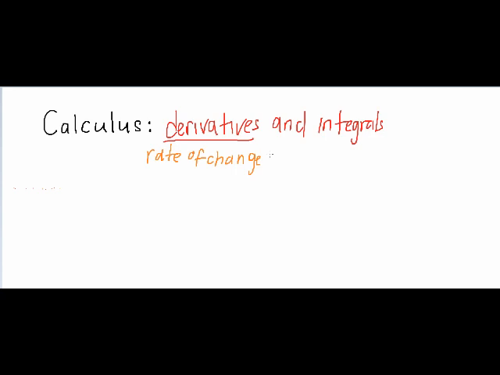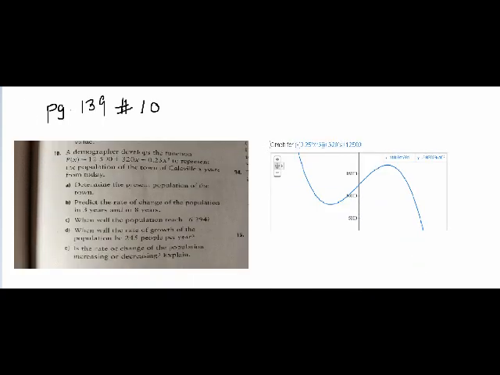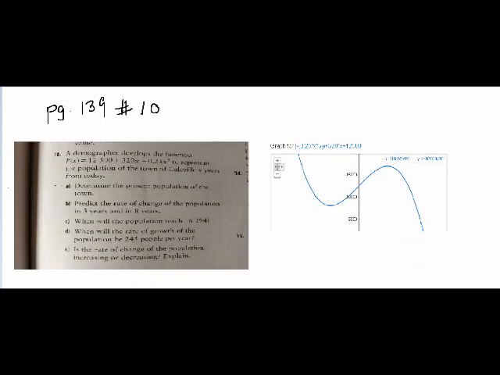So here is an example question found on page 139, number 10, and we will be able to see how useful the derivative is. A demographer develops the function P(x) = 12,500 + 320x - 0.25x³ to represent the population of the town of Koutville x years from today. On the right here is a graph of the function, just to see what it looks like.